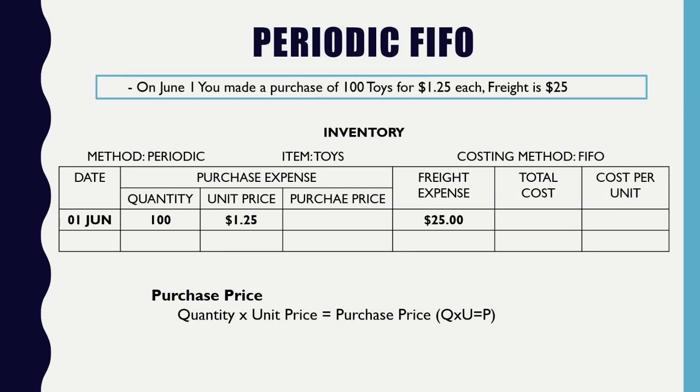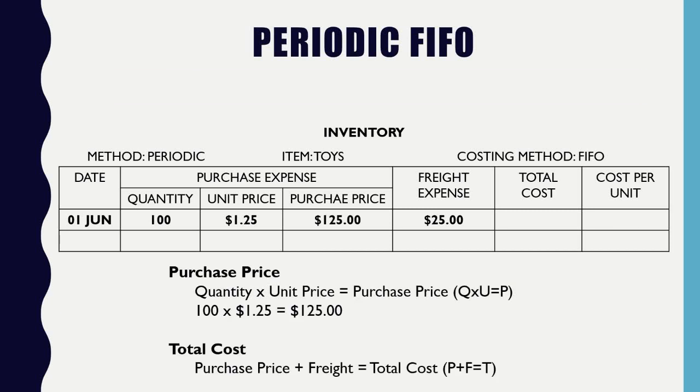So we plug it in just like this, right? We're going to plug in that on June 1st, we purchased 100 toys at $1.25 with the freight costing $25. So this is where our formulas come into play. We need to determine our purchase price. The first one we have here is quantity times unit price, which we already know because we calculated it in our journal. We take the 100 items, we purchase them at $1.25 to give us a total of $125.